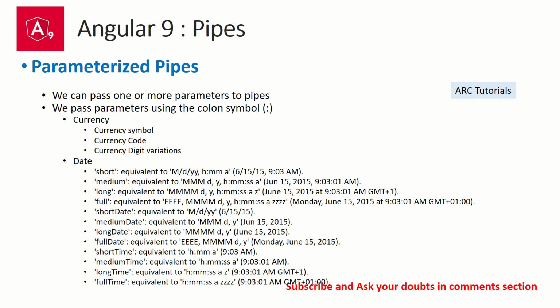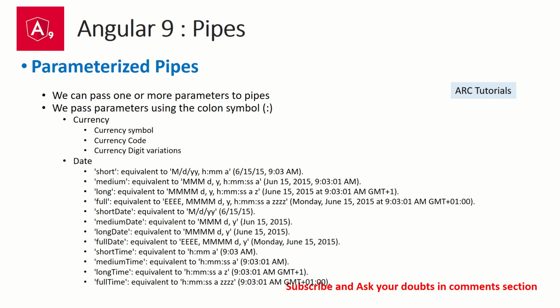So what are parameterized pipes? Any pipe that can take one or more parameters is called a parameterized pipe. Not all built-in pipes fall under parameterized pipes. For example, lowercase and uppercase don't take any parameters, because they are simple, straightforward pipes that lowercase or uppercase the values. But there are some pipes like currency and date which take more than one parameter. We'll learn about that combination today. The currency built-in pipe can take symbol, code, and digit variations.